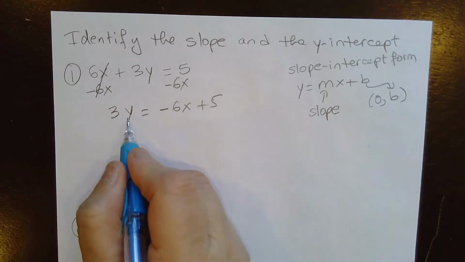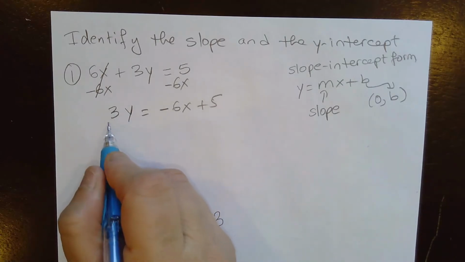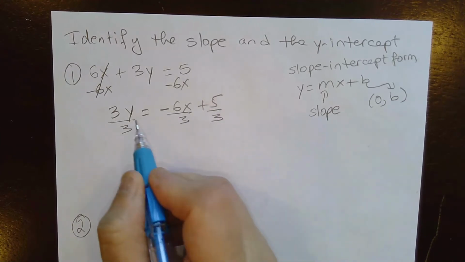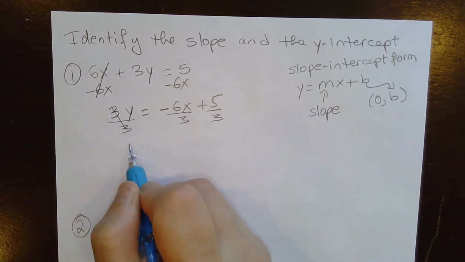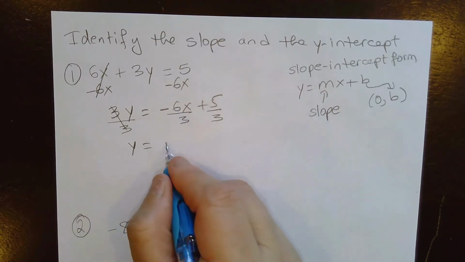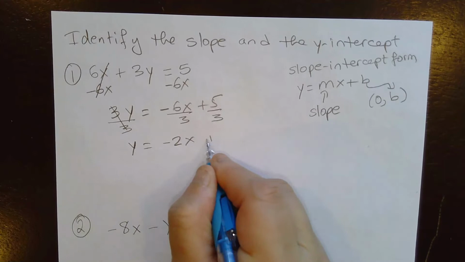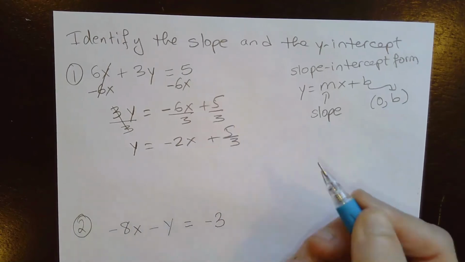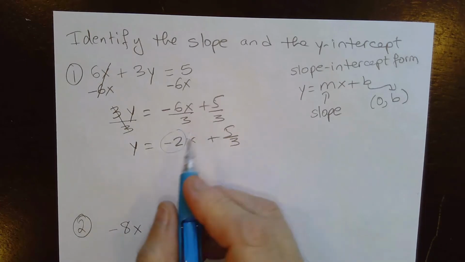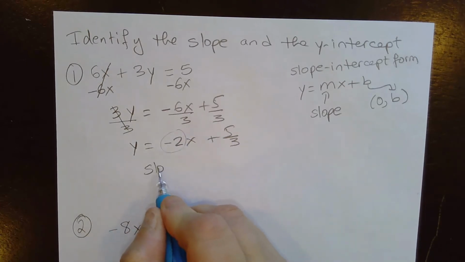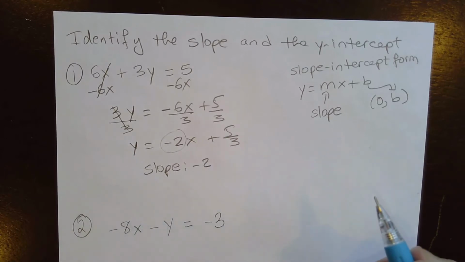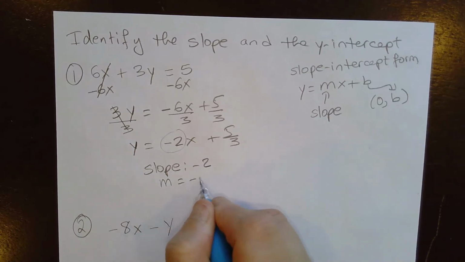Solving for y, I need to divide by 3 on both sides of the equation. So this would cancel, and y would be equal to negative 6 divided by 3, which is negative 2x, plus 5 over 3. So the slope, this would be the slope right here. The slope is negative 2, or negative 2 over 1. You can also write it as m equal to negative 2.